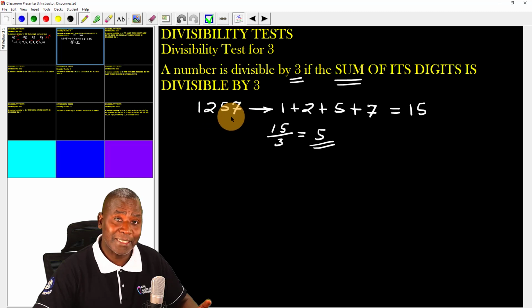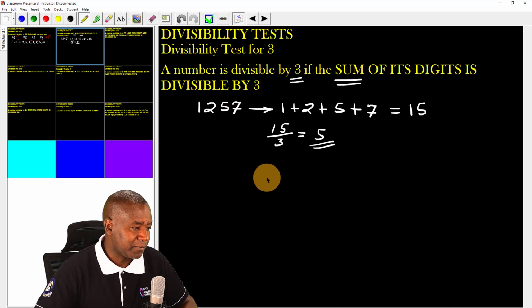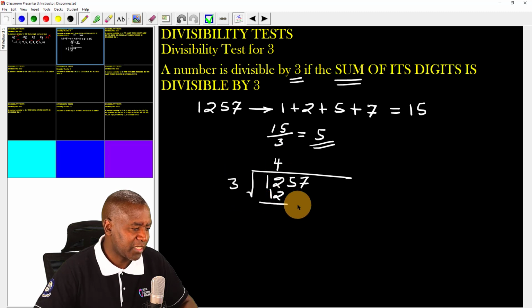And you can run a test on that. Here we are just running a test on 1257 to find out if it is divisible by 3. 3 goes into 12 how many times? 4 times. 12 minus 12 gives 0. We drop 5 there. 3 goes into 5 how many times? 1. We have 3. We subtract to get 2. Then 27. 3 goes into 27 9 times.